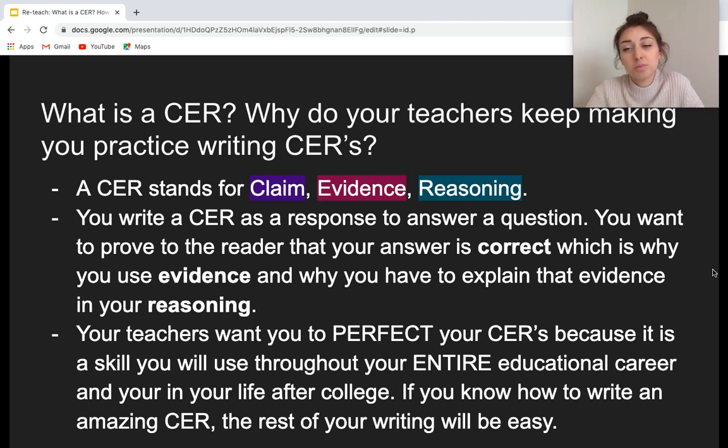Your teachers want you to perfect your CERs because it's a skill you're going to use throughout your entire educational career, including high school, college, and even in life after that. For example, you could be in a discussion with your friends, and you make some kind of claim about some world problem. They're like, I don't believe you, that's not true. Then you can look it up on your phone, find evidence to support your claim, and show them the evidence. You're like, this is why I'm right, do you believe me now? And if you prove that, then they might actually believe you. So you won't just use this in school, but outside of school as well.